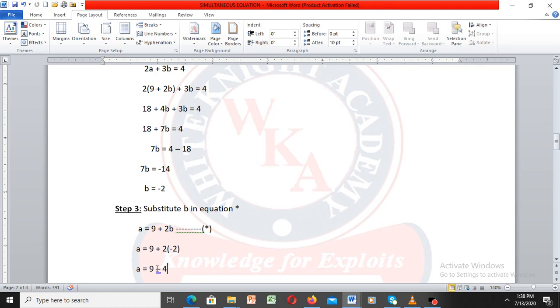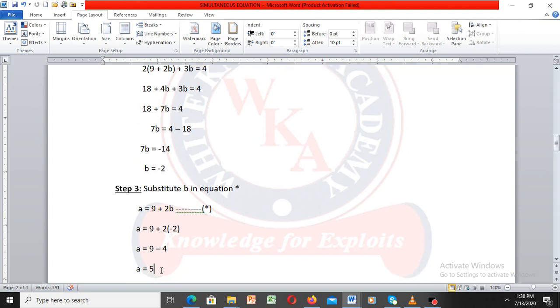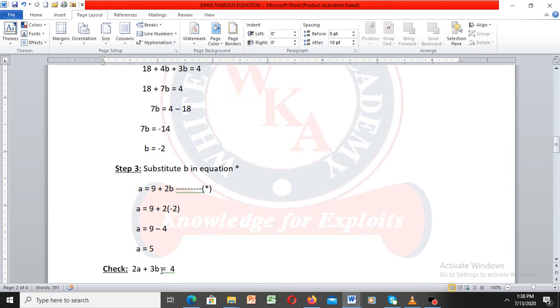Then that means you have a is equal to 9 minus 4. Here you have plus 2 times minus 2 will give you minus 4. Plus times minus is minus. You are multiplying plus 2 outside with minus 2 inside the bracket. Therefore, you are going to have minus 4. And then the answer will be 5. The value of a is 5.